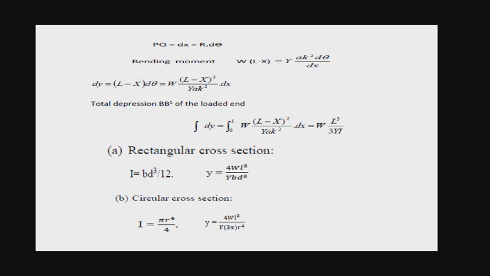If r is the radius of the circular cross section, then I is equal to pi r to the power 4 divided by 4. Therefore, the depression at the free end of the cantilever is y equal to 4WL cube divided by Y into 3 pi into r to the power 4.